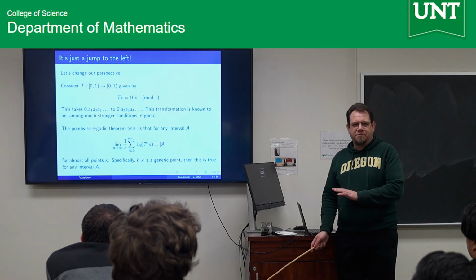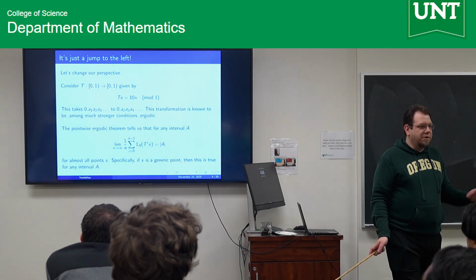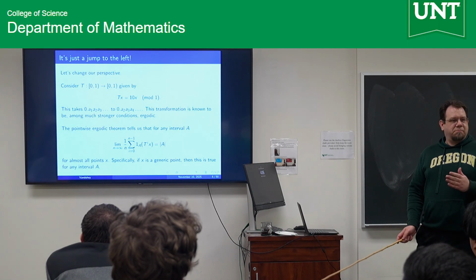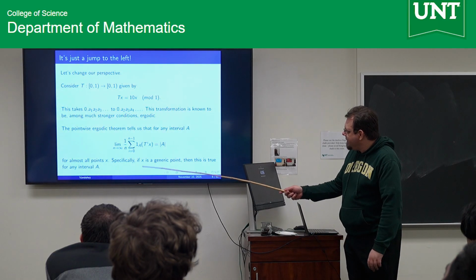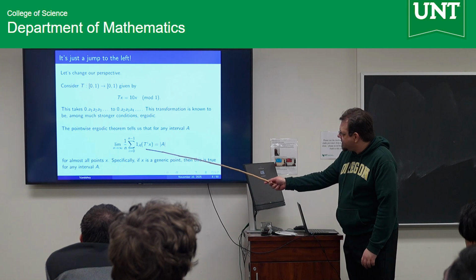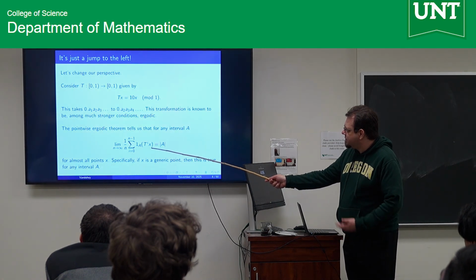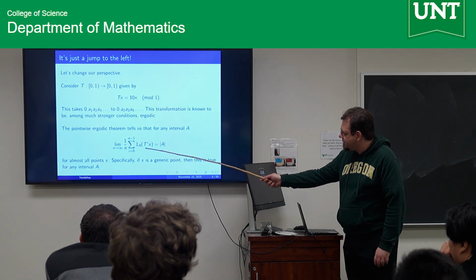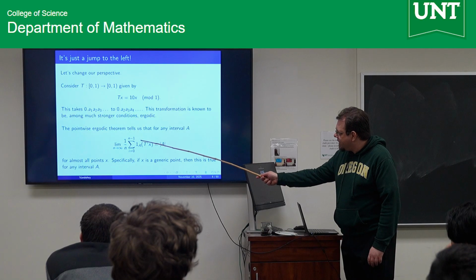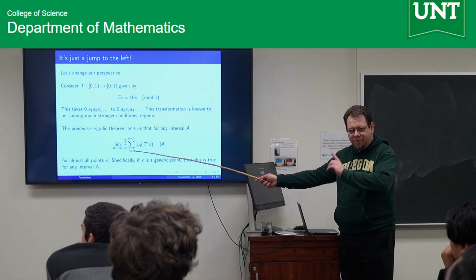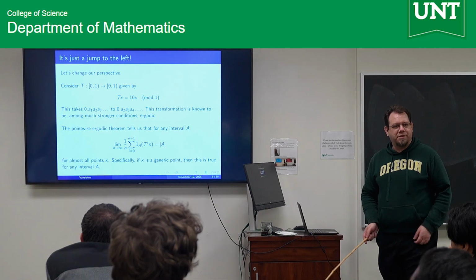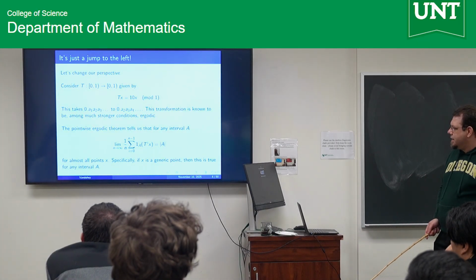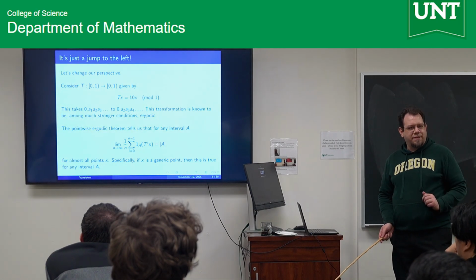But this transformation has been widely studied throughout the years. It is, among many other properties, ergodic. And the pointwise ergodic theorem then tells us that if I have any interval A, and I take your x, repeatedly apply T to it, and check to see if it's in A, the number of times this occurs as a limiting frequency should approach the length of your interval A for basically almost all points x. Specifically, if you have a generic point, that's exactly what this should do.